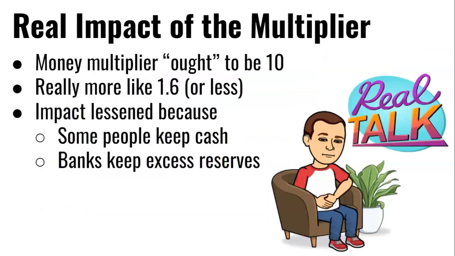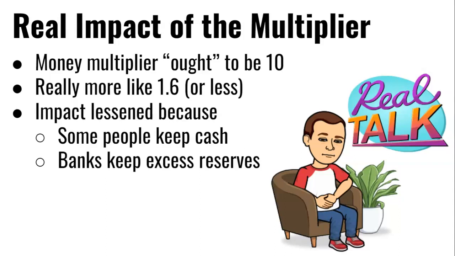Now, is the multiplier really as powerful as it appears? Currently, the money multiplier ought to be 10. If there's a 10% reserve ratio, then 1 over the reserve ratio would be 1 over 1/10. So every dollar should, in theory, grow to $10 in total. The reality is it's much less than that. The money multiplier is not quite as powerful as one would think looking at the math.